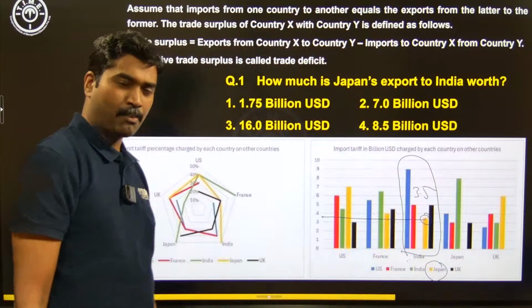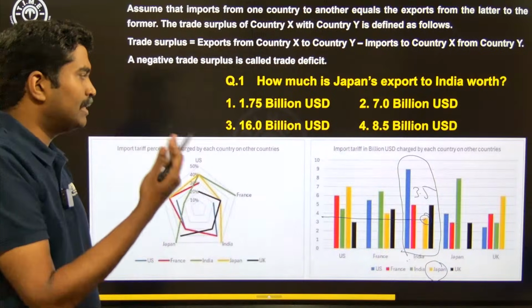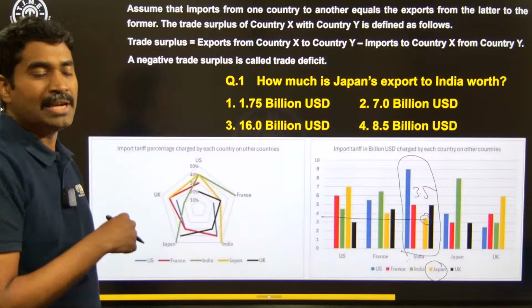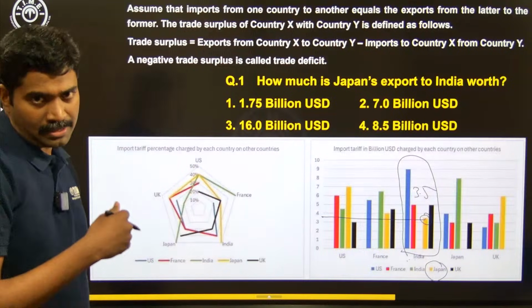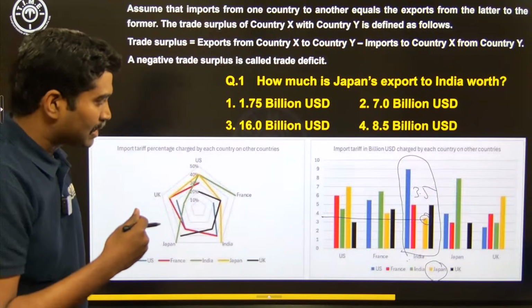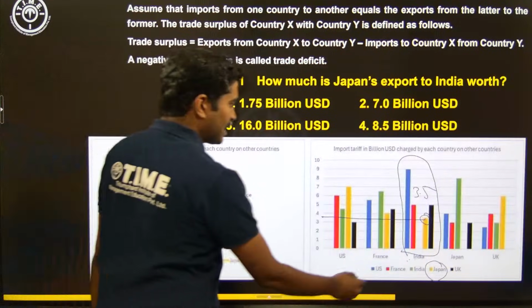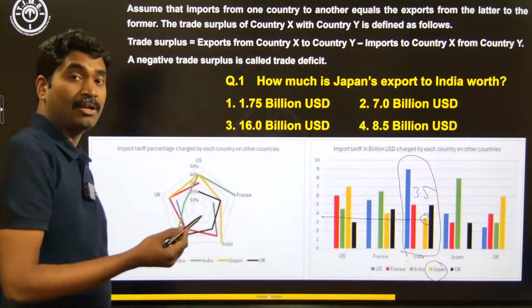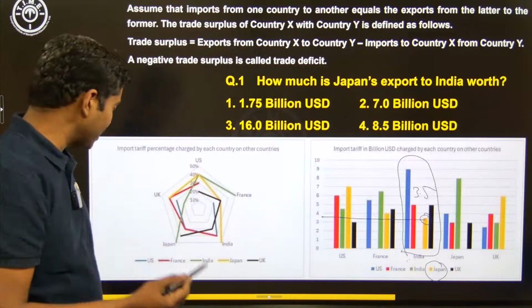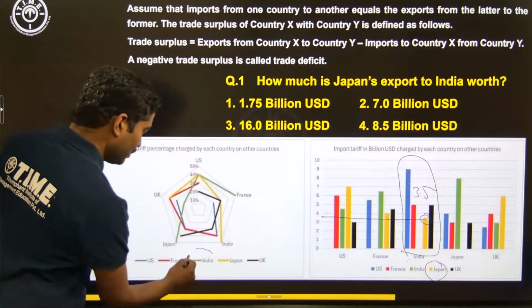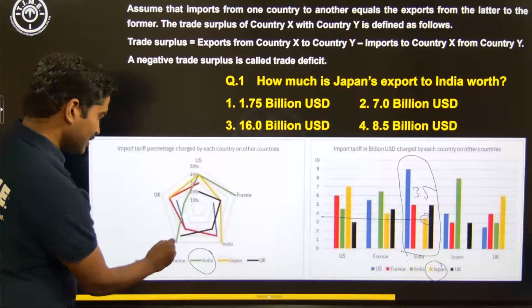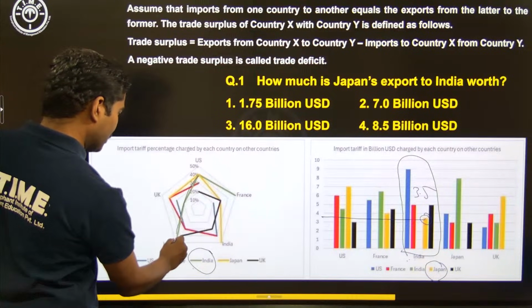3.5 billion, right? India is levying $3.5 billion on Japan as import tariff, correct? Now I need to check how much India is levying on Japan as a percentage. Where is India? India is the olive green. Where is this olive green? It is here.